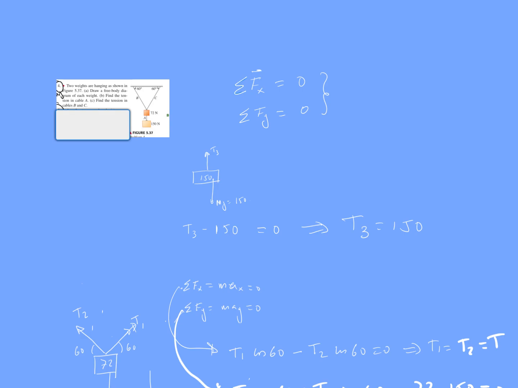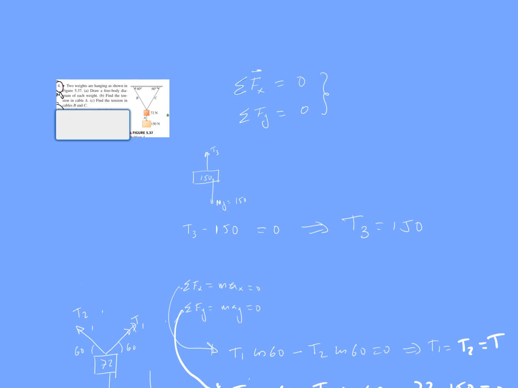Okay, to solve this problem, we need to apply Newton's law for equilibrium, no acceleration. Newton's law for equilibrium says that the sum of all the forces in the x direction will be 0, and the sum of all the forces in the y direction will be 0, meaning that there is no acceleration in either direction. So we are going to apply Newton's law to each body.